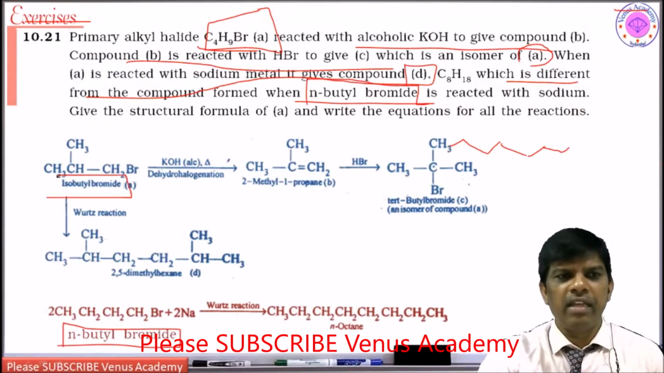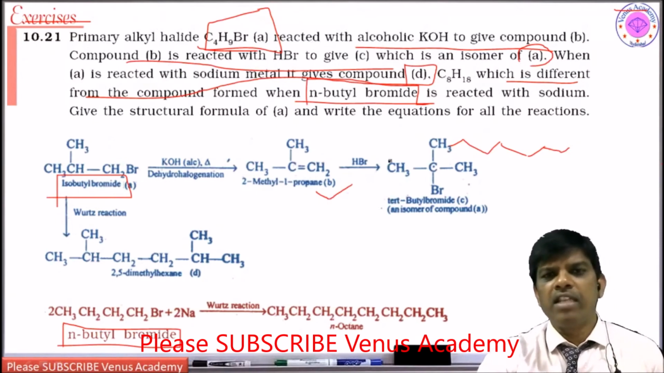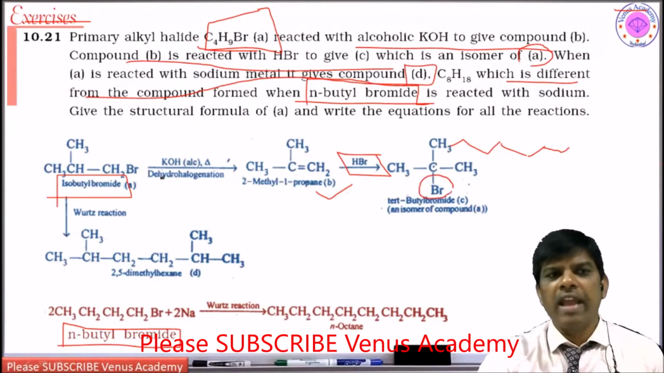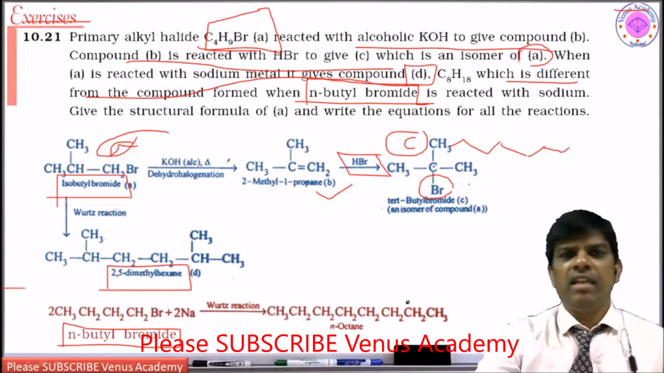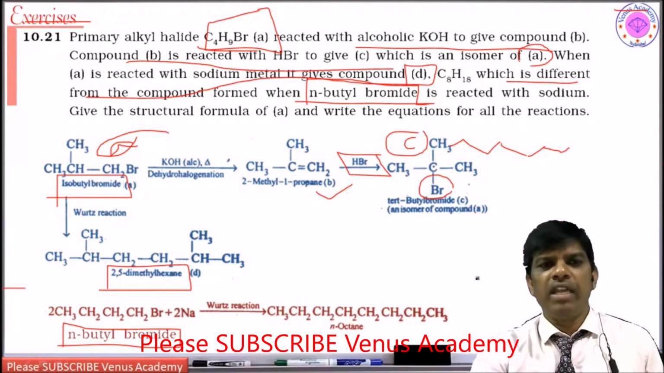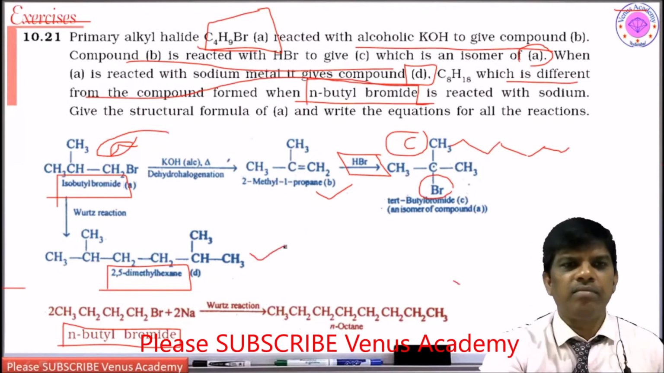Isobutyl bromide. When you treat isobutyl bromide with alcoholic KOH to give compound B, what is compound B? Alcoholic KOH means dehydrohalogenation, elimination. And upon HBr treatment, what is the product? In presence of HBr, the Markovnikov product, tertiary butyl bromide, is an isomer of A. This C compound is an isomer of A, isn't it? This A compound upon Wurtz reaction forms 2,5-dimethylhexane. When it is treated with sodium metal, it gives compound D. Right? So this is how you can solve the question by taking an example.